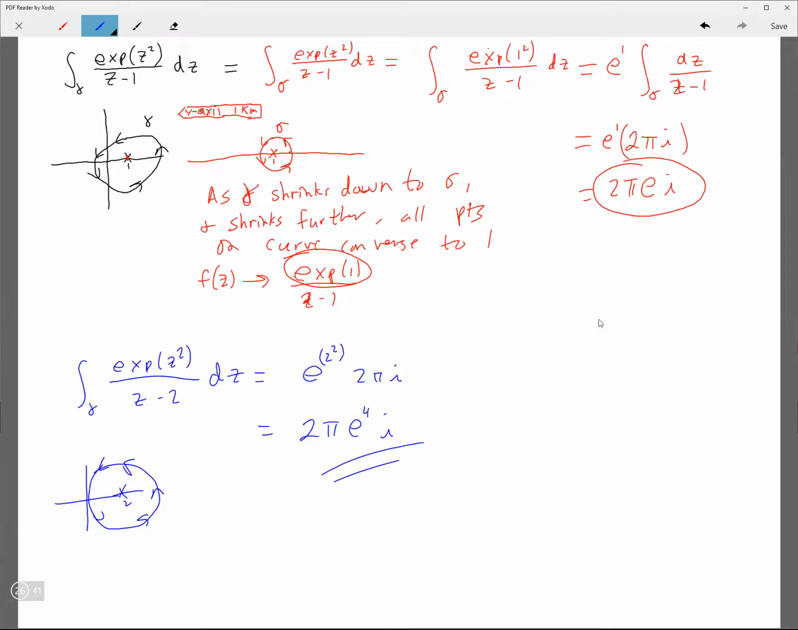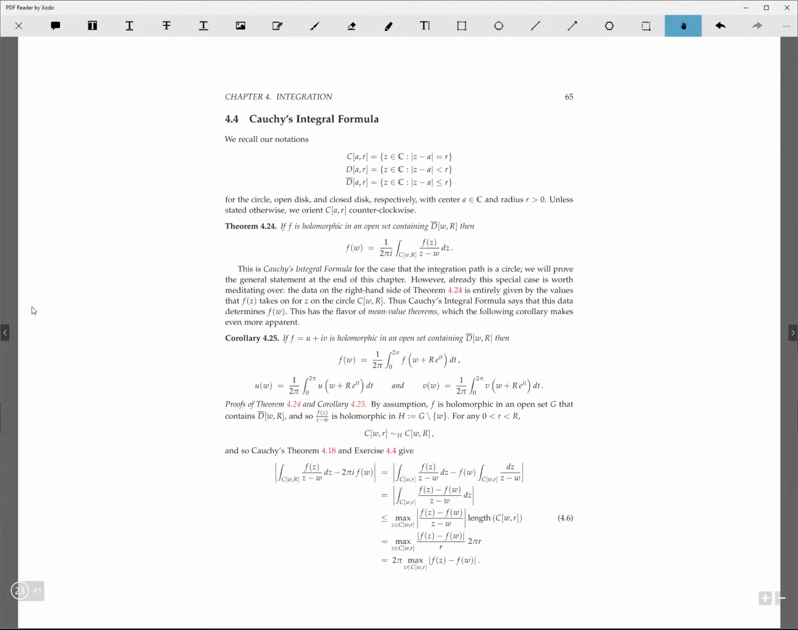Now, on the other hand, if your curve does not enclose the 1, then it's going to be 0. This right here is Cauchy's integral formula. Notice in the example that we had an exponential of z squared, and then we had z minus 1, and then we changed it to z minus 2, right? And then we didn't have the circle, we had something else.